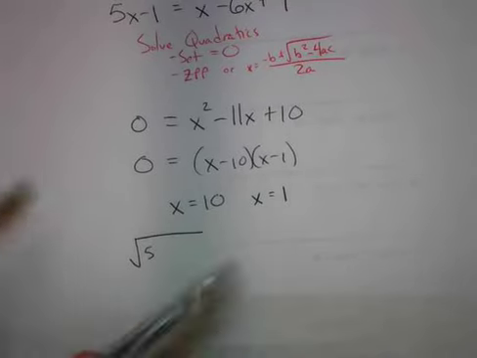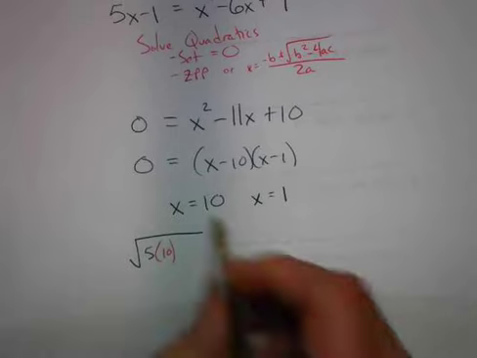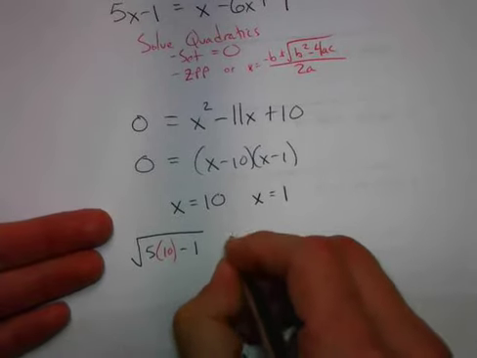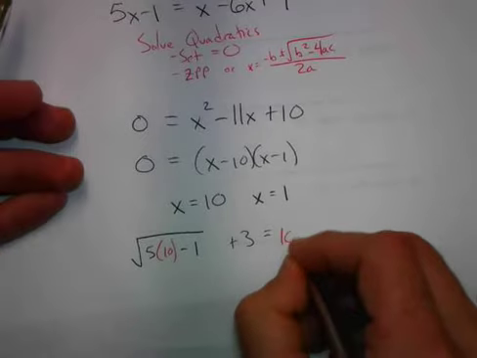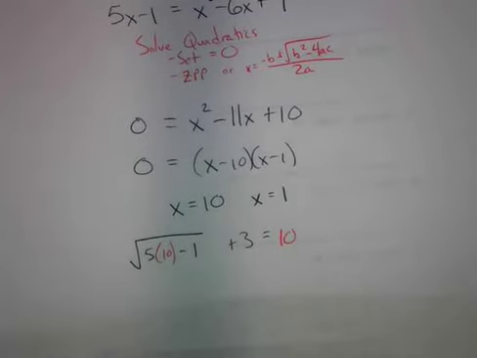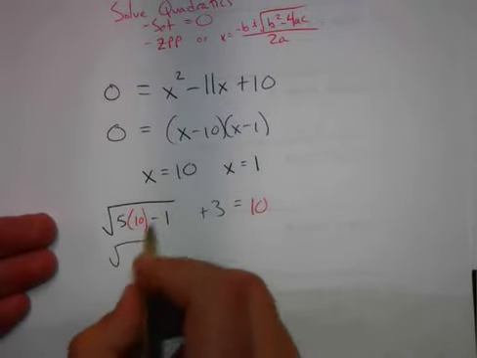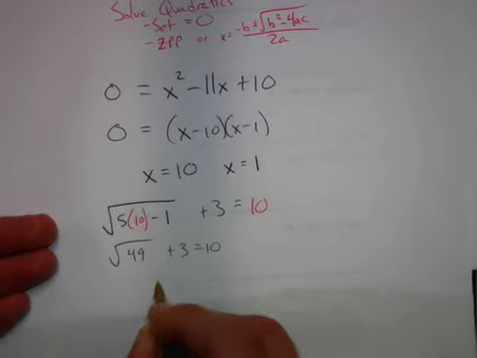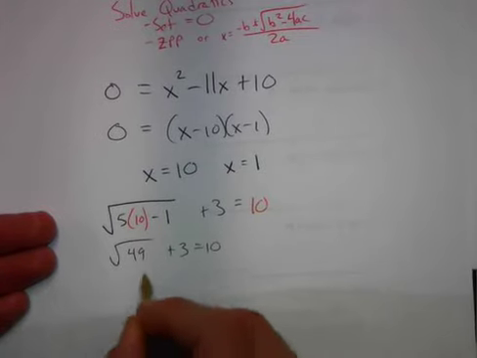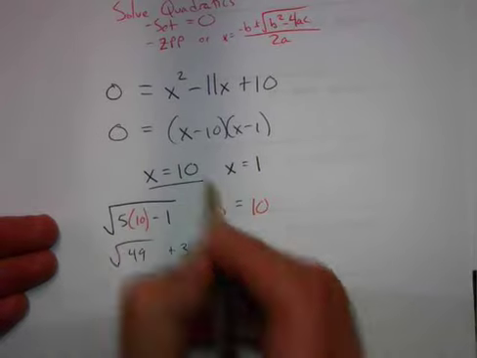All right, so remember the original equation. The square root of 5x minus 1 plus 3 is equal to x. Okay, now is that going to work? So we have the square root of 50 minus 1, which is 49. Is the square root of 49 plus 3 equal to 10? I hope so, because 7 plus 3 equals 10. We definitely know 10 works.